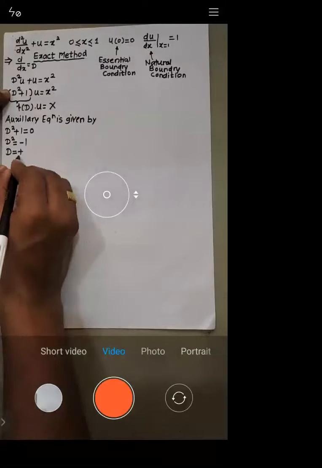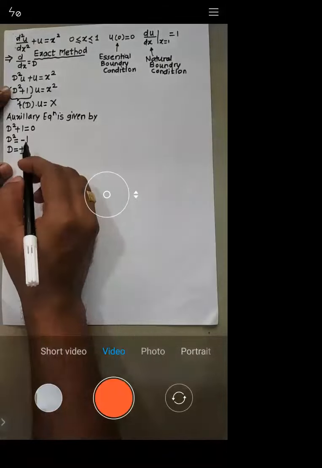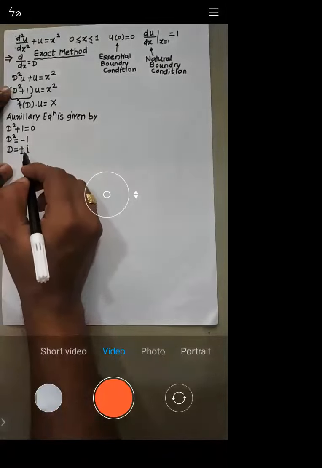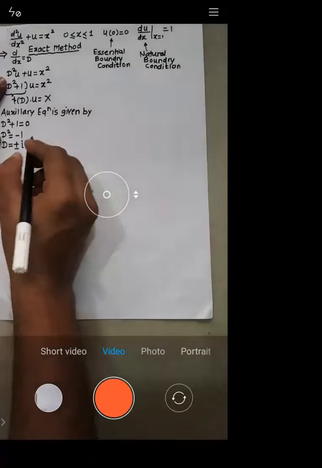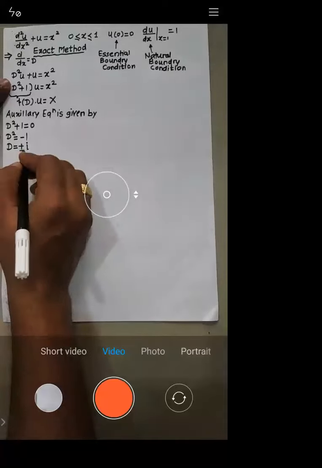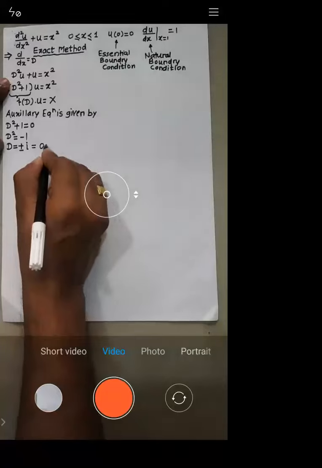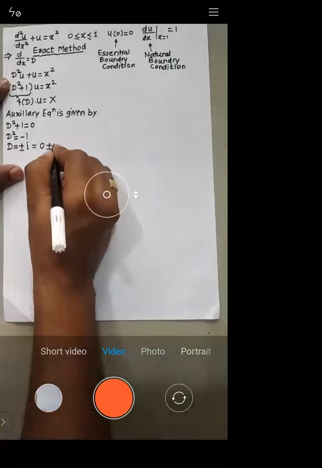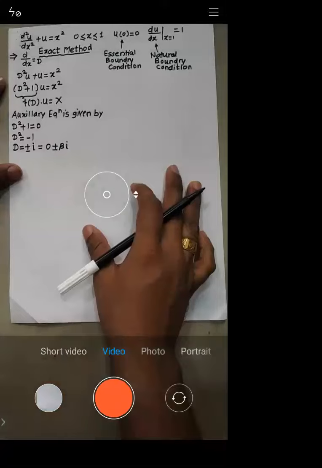See, why I'm asking this question is that you have already seen this term in mathematics. So D is given by plus minus i. This is basically the imaginary root. So can I write this like this: 0 plus minus beta i? Is it okay? Yes or no?